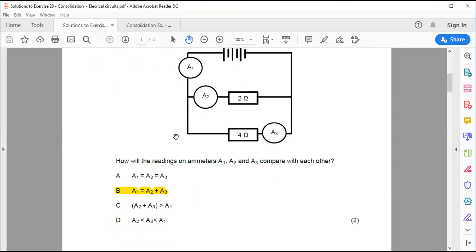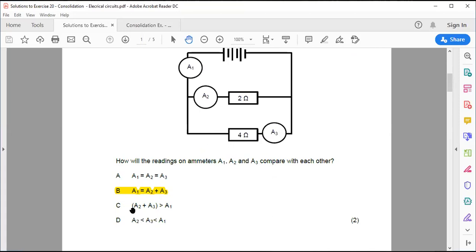So let's look at the answers. How will the readings on the ammeters A1, A2, and A3 compare with each other? The first one says they're all equal. That's wrong, because current splits here, so they cannot be the same. So A is out. We move on to B. B says A1 is the sum of A2 and A3. That's correct because current splits into two. So A2 plus A3 gives us A1.